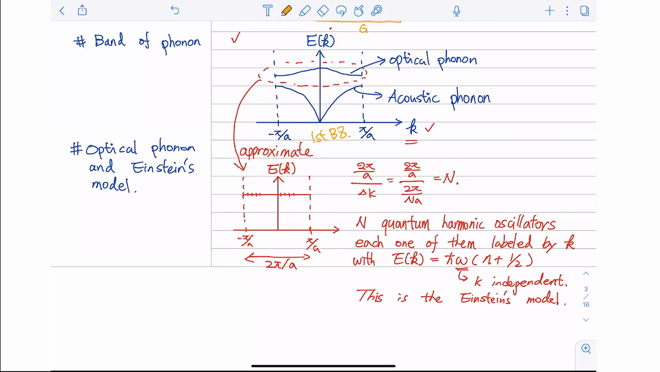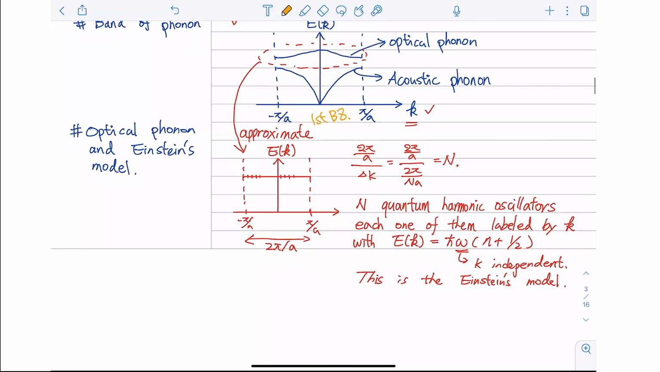Okay, so for a generic system, usually we will have acoustic phonons and optical phonons. Because the physics of the two branches is quite different, we'll discuss them separately. So the first part is the optical phonon. The optical phonon is basically a branch of energy that is gapped for all the k points. The energy is finite and it is not zero.